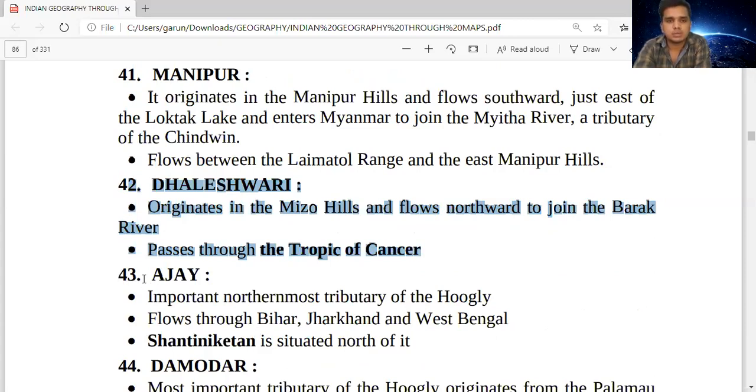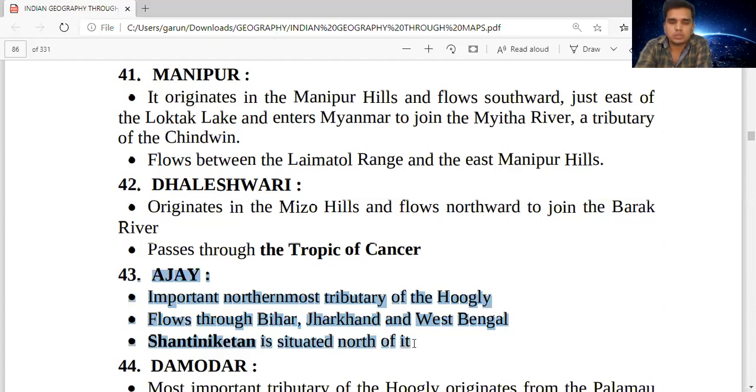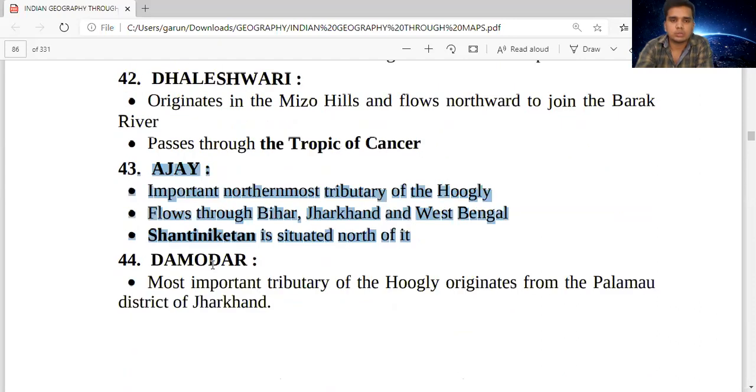Next is Ajay. It is an important northernmost tributary of Hooghly, flowing through Bihar, Jharkhand, and West Bengal. Shanti Niketan is situated north of it. Okay, Ajay River.